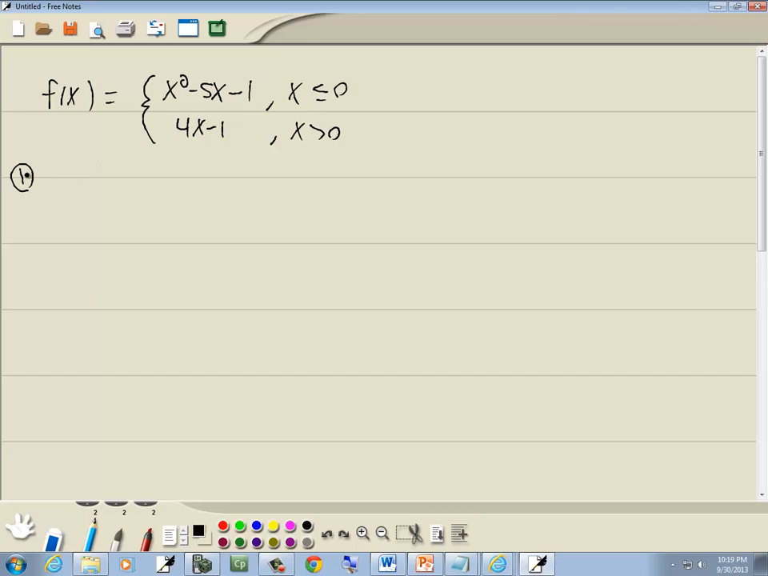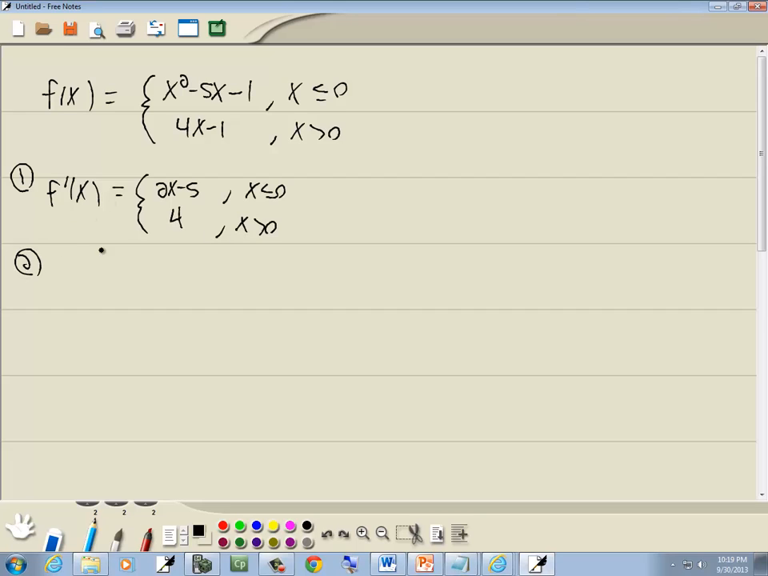Well, step 1, we want to find the derivative of everything. So find the derivative of each piece separately. The derivative of x squared minus 5x minus 1 is 2x minus 5. And the derivative of 4x minus 1 is 4. And our conditions still hold true.